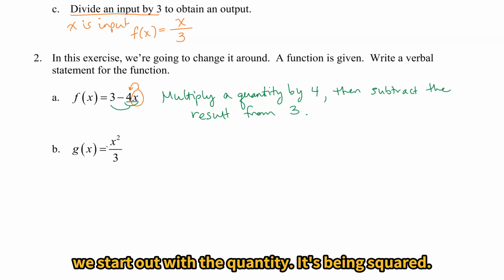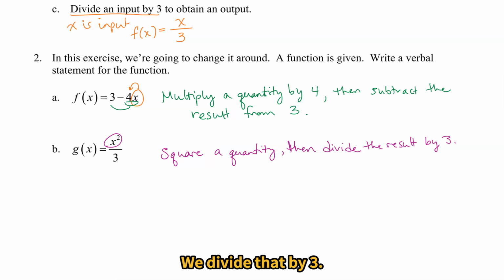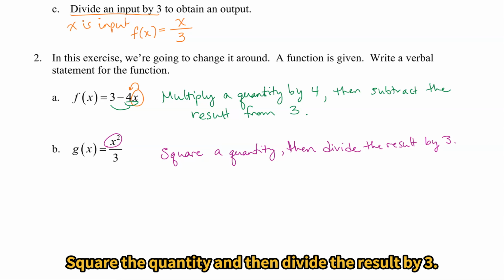Looking at G, we start out with the quantity. It's being squared. Then what do we do with it? We divide that by 3. Square the quantity, and then divide the result by 3.